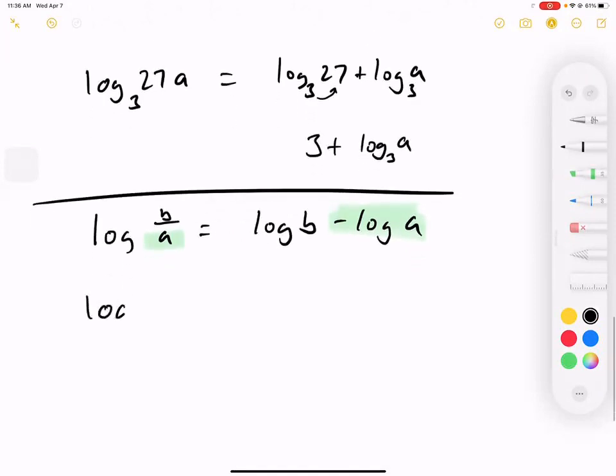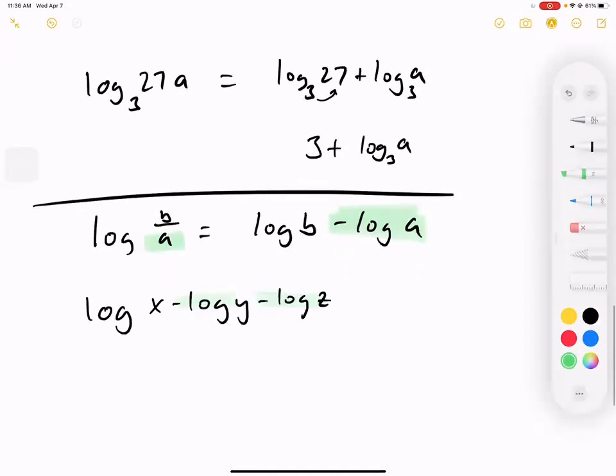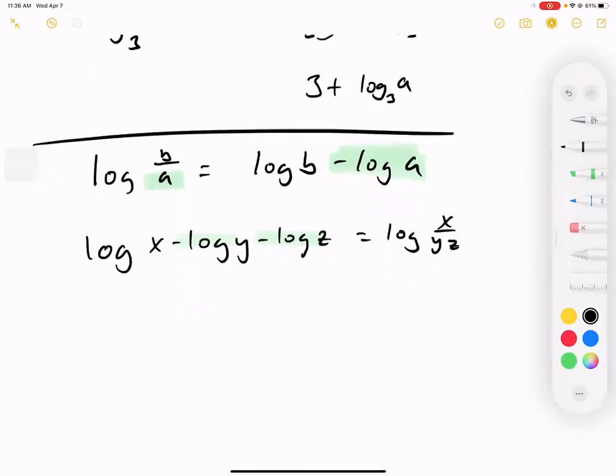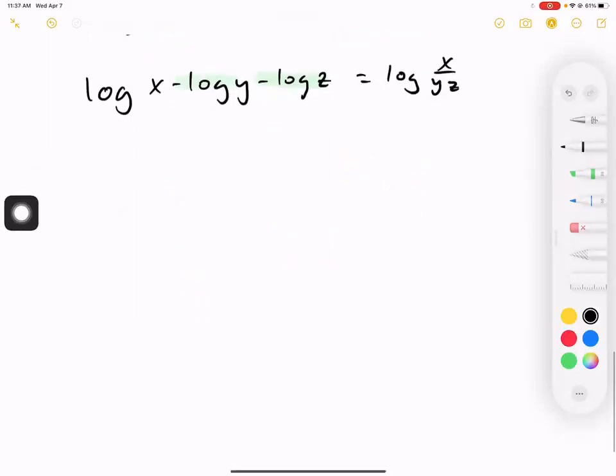If I'm subtracting on the outside, take a look here. I have two negative logs. These are both subtracting. So this can be rewritten as x over y and z. Okay, so it's a lot to remember. But if it's dividing, we're subtracting on the outside. If we're multiplying, we're adding on the inside. Okay, let's give ourselves another one.